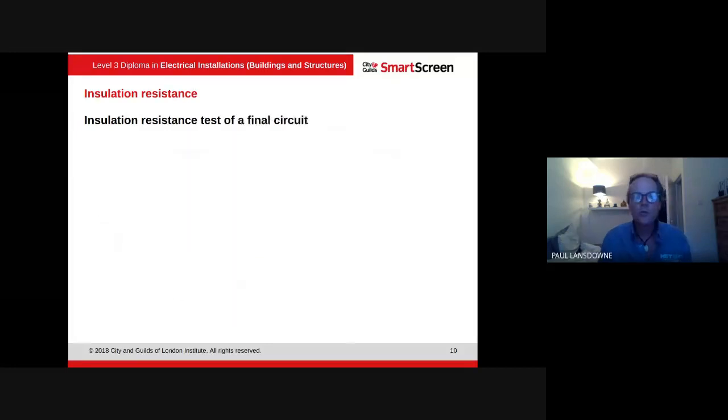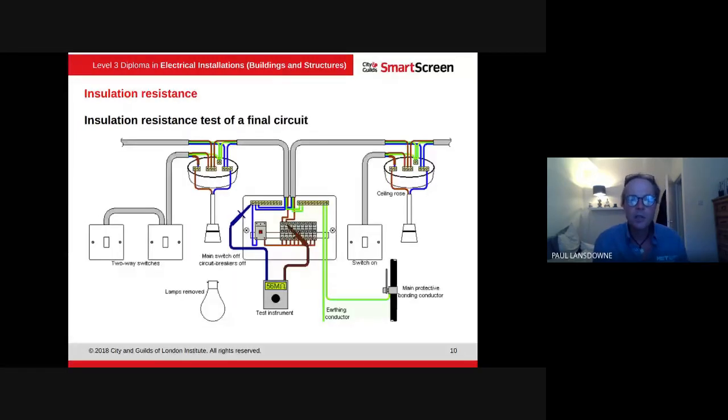So on a single final circuit, the only difference here is, once again, the lamps have been removed. We would test the neutral bar, and we would test the specific circuit. Now, what I didn't mention, or what I need to go through, is with the two-way light switches, or the light switch, we need to do the test once with the light switch off and once with the switch on. So in this circuit here, we're checking all the way down to the switch and back up. We're checking the whole circuit.